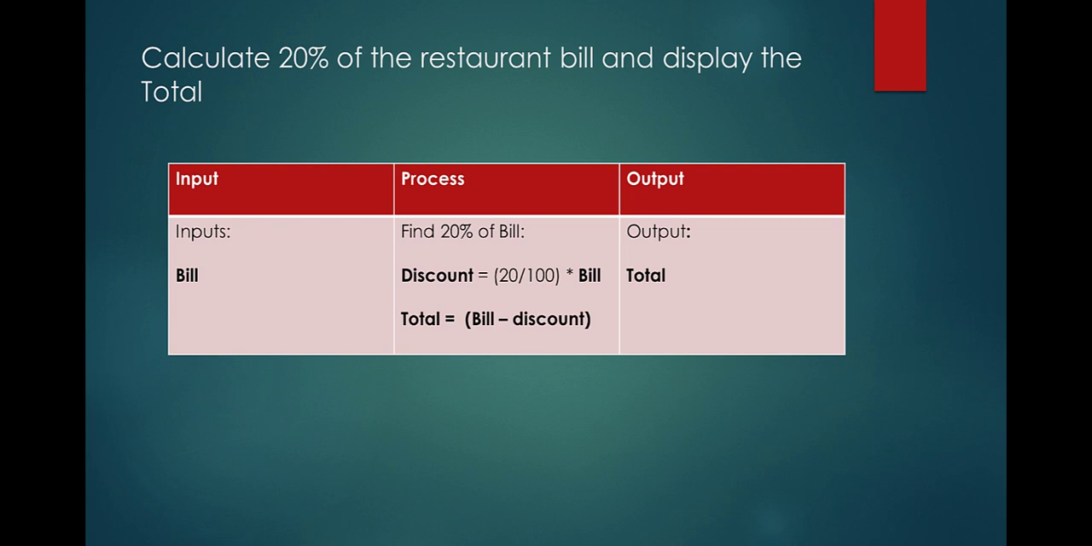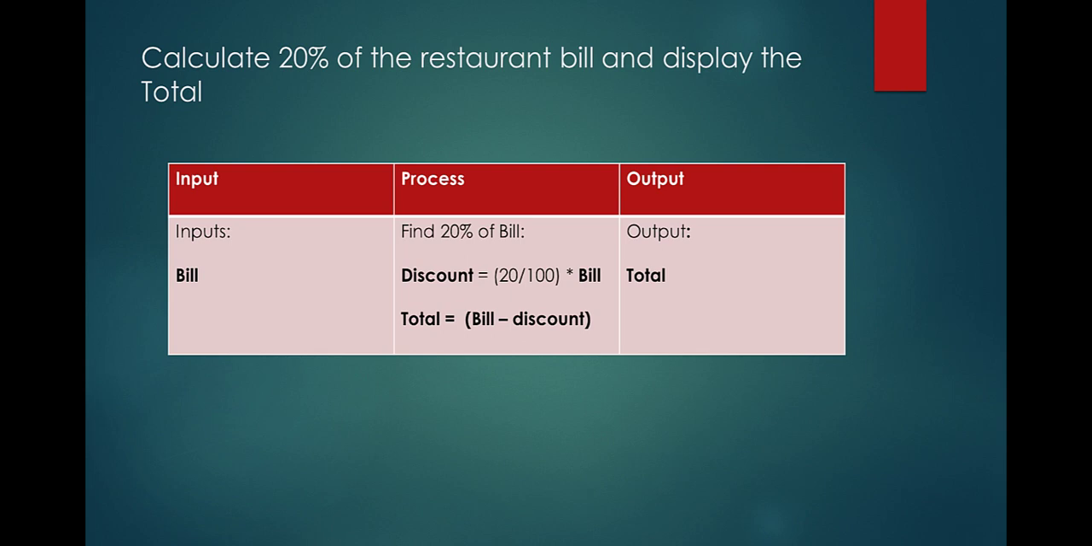All right, let's look at problem number 2. This is something that you came across already. It says to calculate 20% of the restaurant's bill and display the total. So we have inputs, we have the bill, of course. We have output is the total. So we know the inputs and we know the output. And the process basically is to work out the difference between the input and the output.